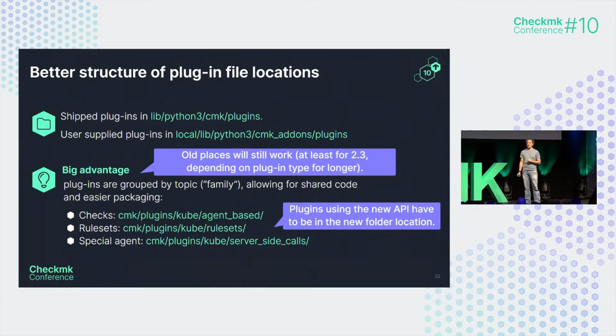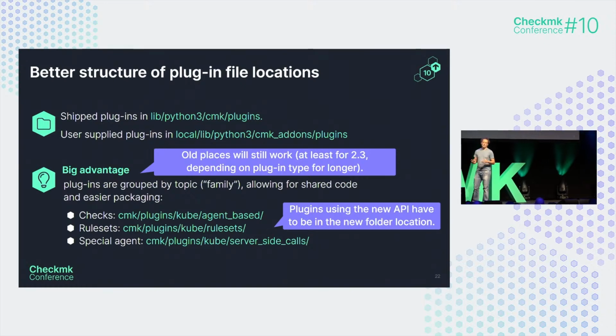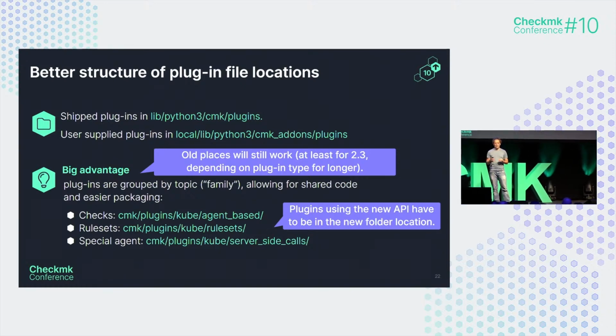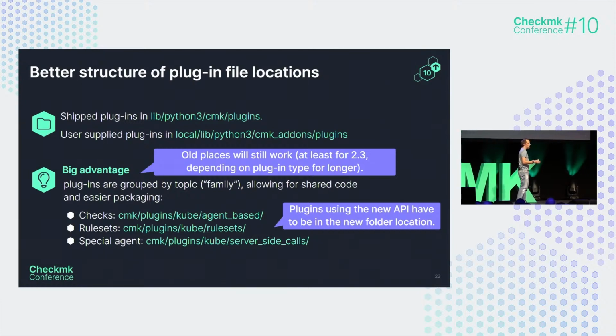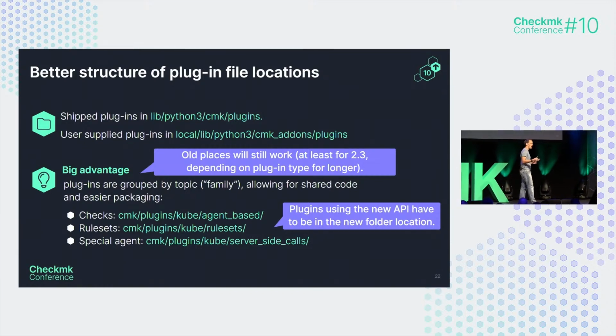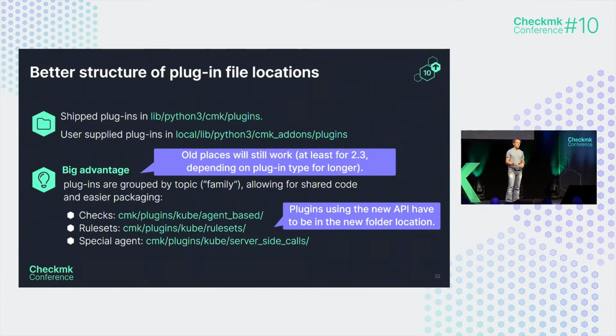But the big advantage and the important thing is that we also changed the way plugins are grouped, because these plugins are now grouped by topic, or we call it family. The point is we are deliberately vague here. So what constitutes a reasonable topic is basically left to the plugin author. The point is that, for example, everything regarding Redfish would be in CMK plugins Redfish, and then under agent-based we have the agent-based plugins. Under rule set we have the rule sets. Under server-side calls we have the server-side calls. You get the idea. There's a couple more of these folders.